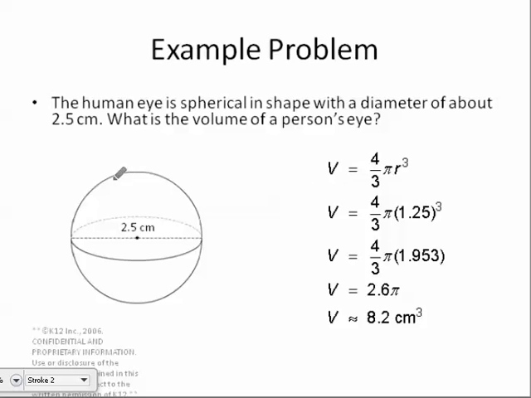This represents a human eye. It's spherical in shape. The diameter is about 2.5 centimeters. Half of 2.5 centimeters is 1.25 centimeters. Cubed, 1.953. Times 4 divided by 3, that's 2.6 pi, or approximately 8.2 cubic centimeters. A human eye is approximately 8.2 cubic centimeters in volume.